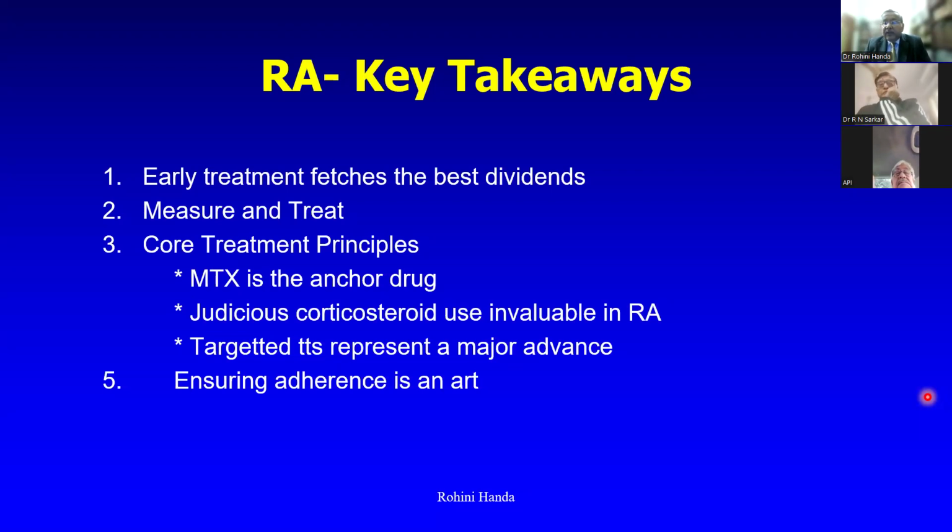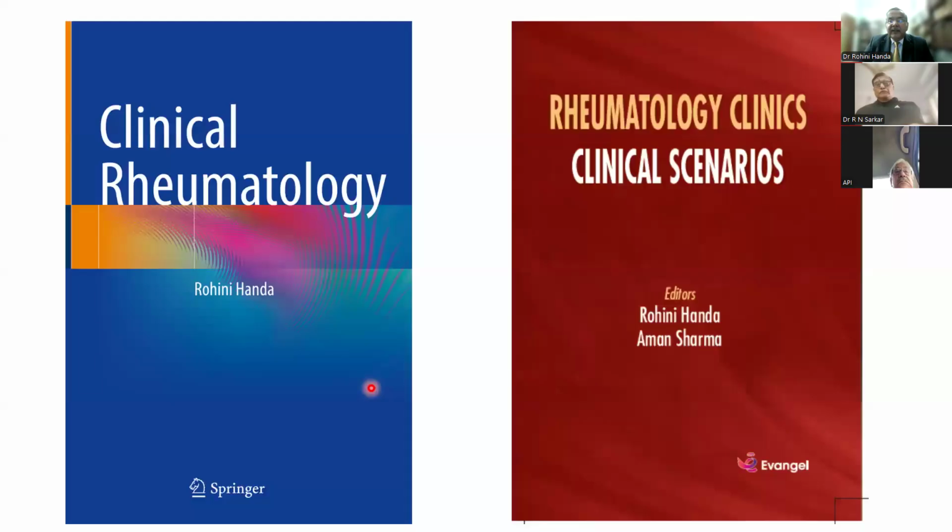You learn to use an important weapon in your arsenal, glucocorticoids, and the difference between an experienced rheumatologist and an inexperienced doctor is when and how to use glucocorticoids. The targeted treatments represent a major advance. And finally, ensuring adherence in chronic diseases like rheumatoid arthritis is as much an art as it is science.